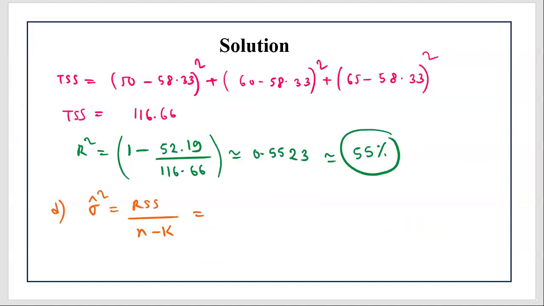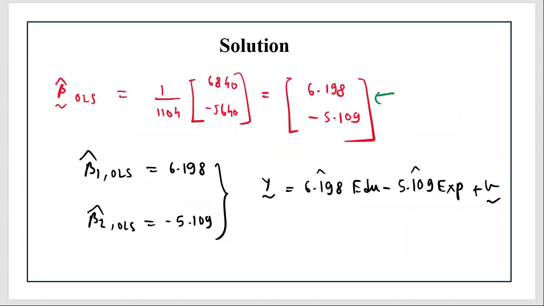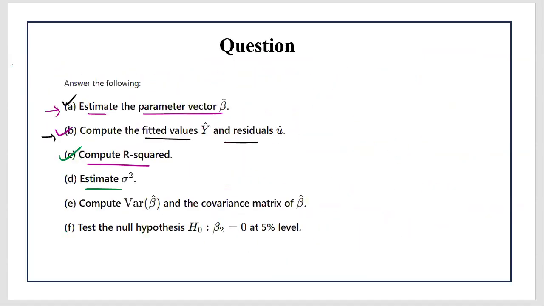See, this is the value of RSS, which is 52.19. And the number of observations we are taking is 3 and the number of parameters is 2, which is beta 1 cap and beta 2 cap. So if you do that, this value is simply this, because 3 upon 2, the denominator is 1. So this will be sigma cap square. So the estimated value of this is done.